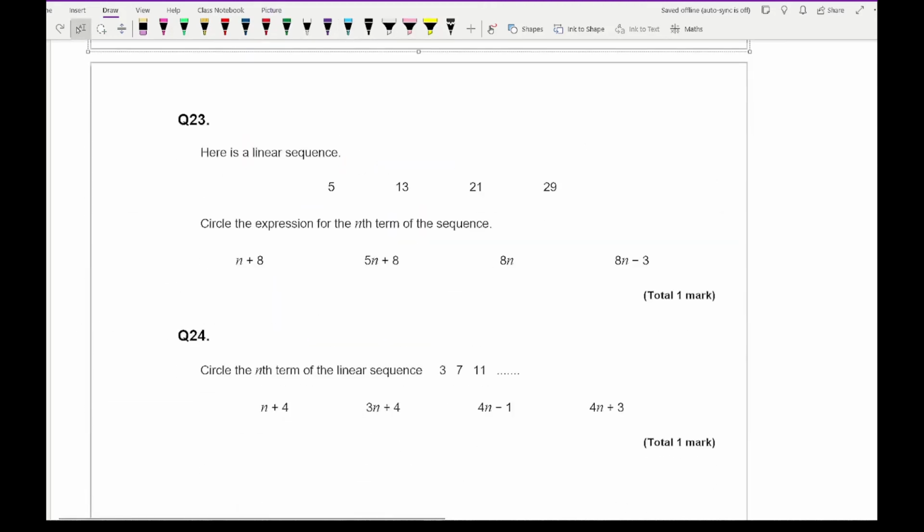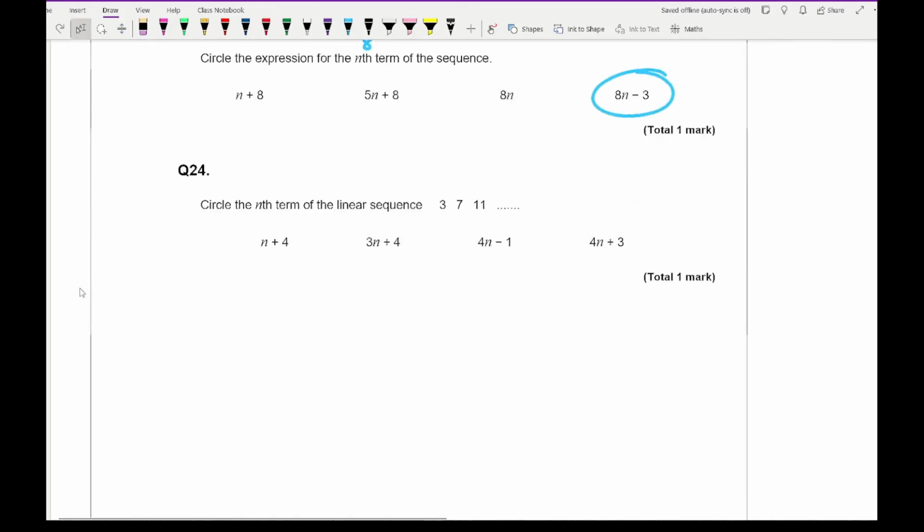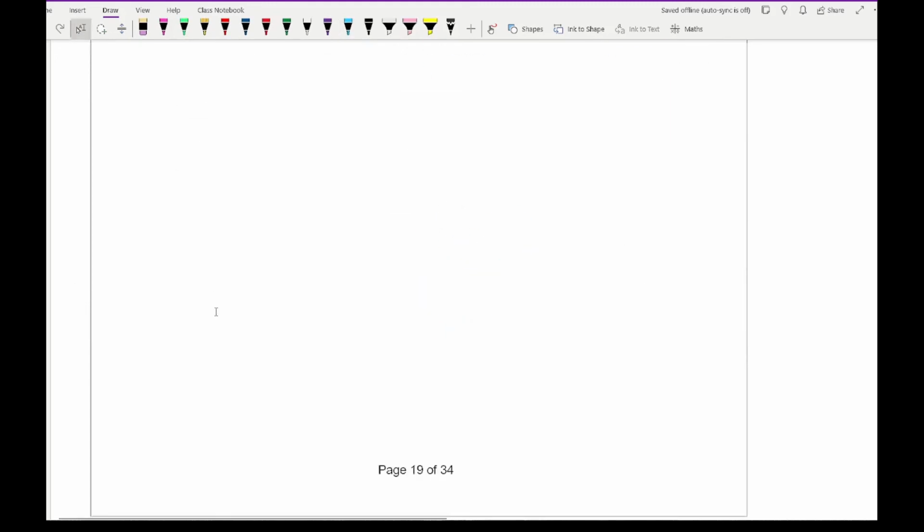Question 23 says here is another linear sequence and we've just got to find the nth term. So the difference here is 8 and take away 3. For question 24, again finding the nth term, so I'm looking for 4n. And then what do I have to do to get from 4 to 3? Well, I need to take away 1. So it's my third option.